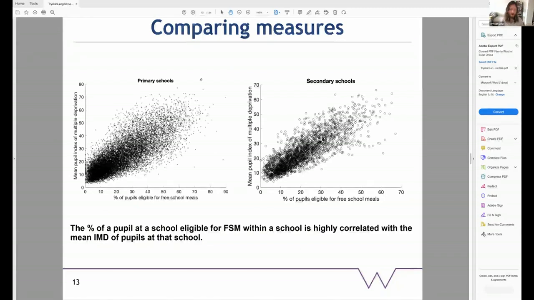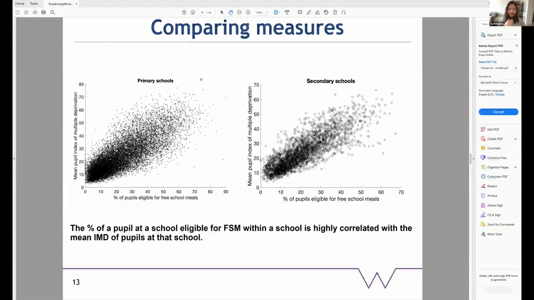And again, comparing on the x-axis the percentage of pupils eligible for free school meals, and on the y-axis the mean pupil index of multiple deprivation, we can see that these two measures are highly correlated, but there's not a perfect correlation, right? So if we compare the 10th decile of schools by the percentage of pupils eligible for free school meals, this is going to be different to the 10th decile by the mean pupil index of multiple deprivation. So they tell us slightly different things.